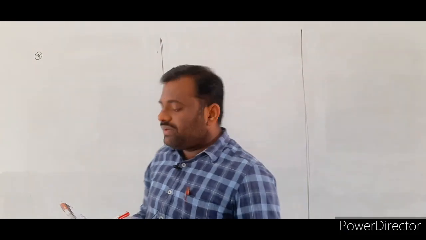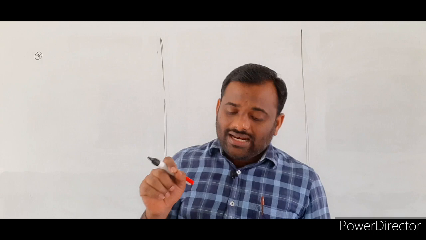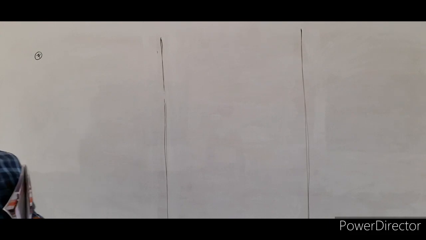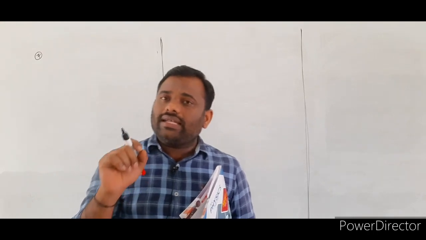Problem number 7. A planet of mass capital M is revolving around the sun in an elliptical orbit. If its angular momentum is given by capital J, then the area swept per second by the line joining the planet to the sun will be? See here, this problem is related to Kepler's second law. What is Kepler's second law? According to Kepler's second law, the line joining the planet to the sun sweeps out equal amounts of area in equal time intervals.